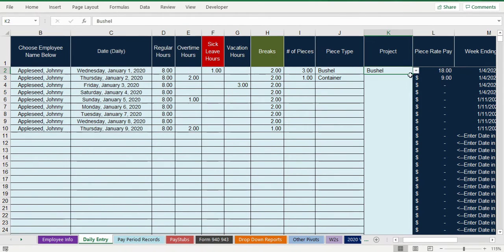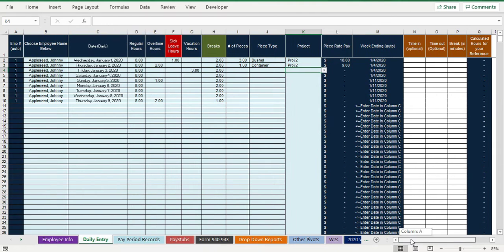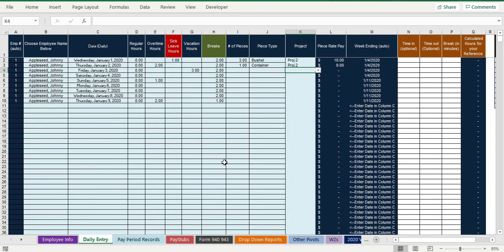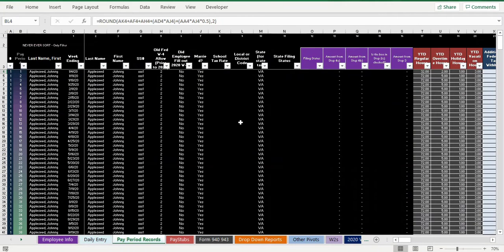There's tons of different ways to do it. You don't want to do bushel. You want to do projects here. If somebody was working on project 2 all day, then we'll be able to sum all this stuff up in a different sheet once you have projects assigned to people. That's one way to do it, but it might get more complicated. We'll have to talk about how you want to track this stuff by daily or by pay period, which I'm going to talk about in a second when we get over to this pay period sheet, and I'll show you how it's constructed.